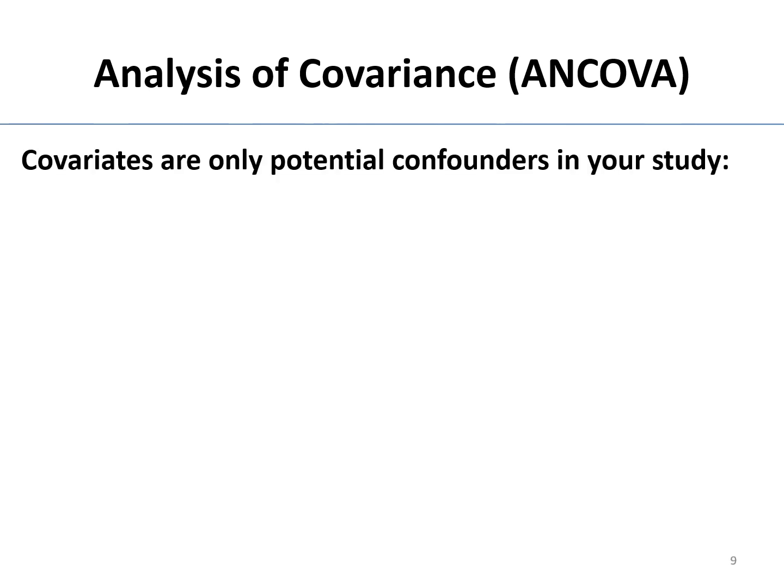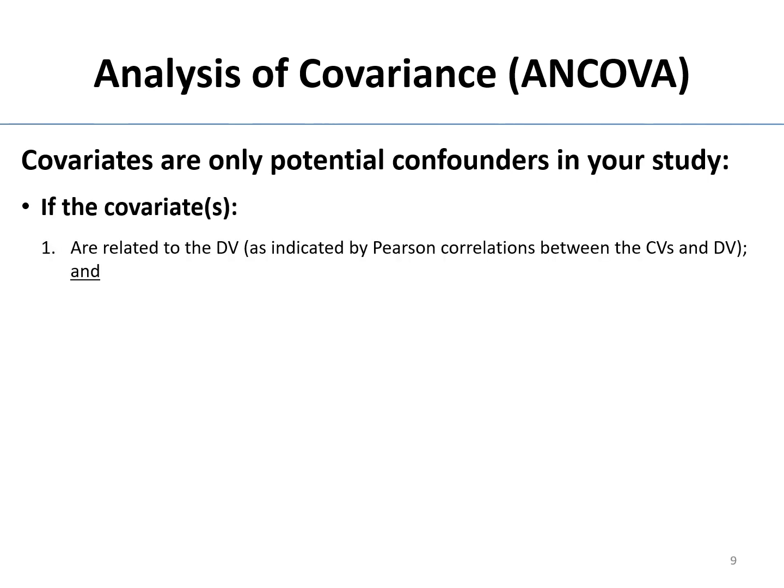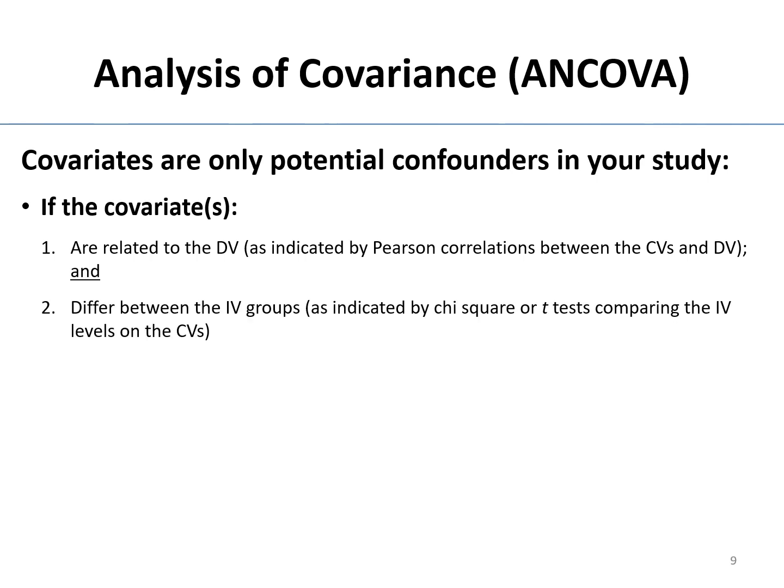So again, covariates are only potential confounders in your study. And don't get me wrong, you can throw covariates in, but they're only potential explanations for your effect if the covariates are first related to the dependent variable. That would be indicated by Pearson correlations between the covariate and the dependent variable, and the distribution of the covariate differs between the independent variable groups. That would be indicated by either the chi-square test of independence or independent samples t-test that compares the mean covariate levels across the independent variable.